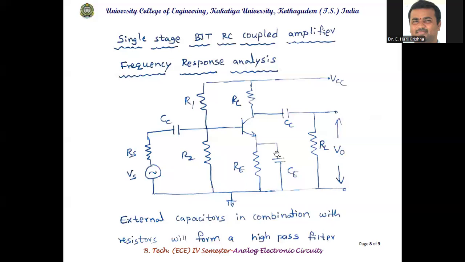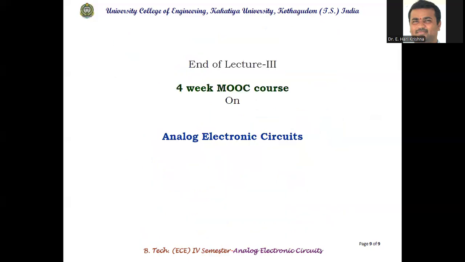And one more capacitor is there: CE is the emitter bypass capacitor. We'll discuss it again in the next session. The external capacitors in series with the resistor form a high pass filter, and the internal capacitors and how they are related to the frequency response analysis we'll see in the next session. So that's all for this session. We'll see the frequency response analysis in the next session.